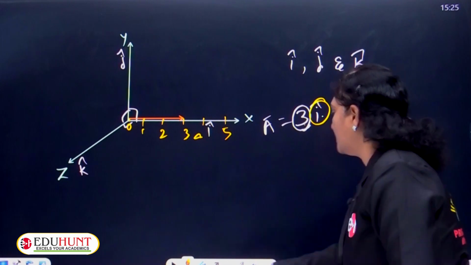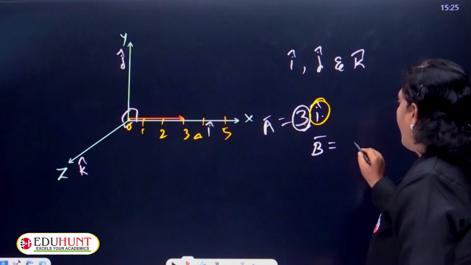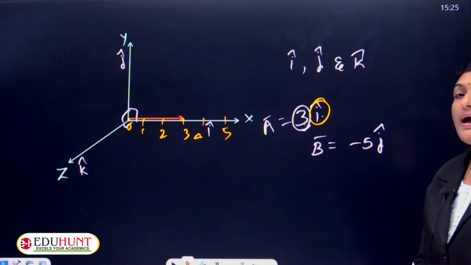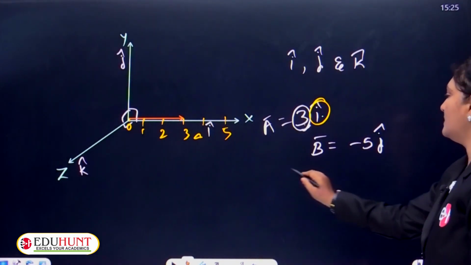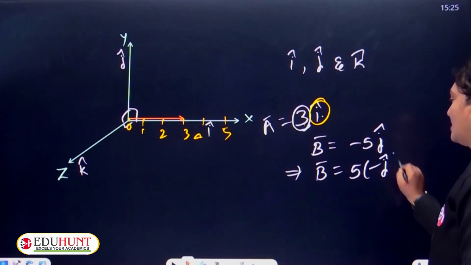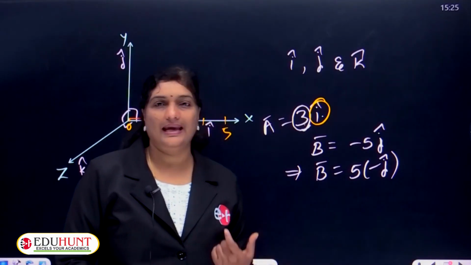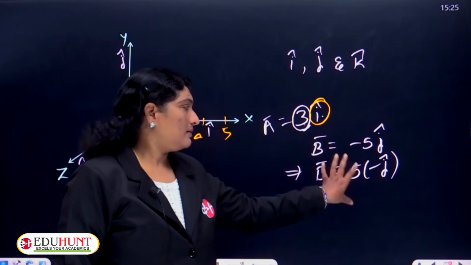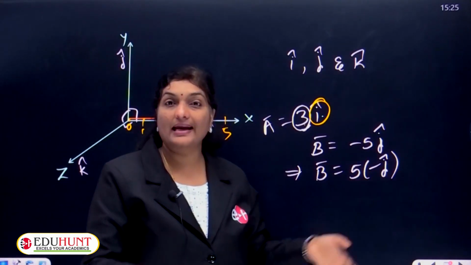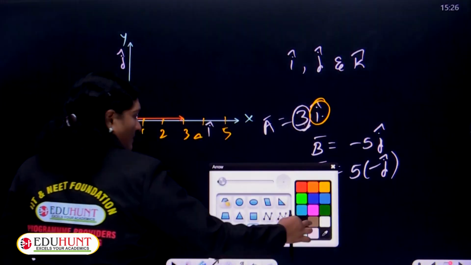Same thing, suppose we are given one more vector, say B bar, which is equal to minus 5 j cap. How much is that? B bar can be written as 5 times minus j cap. Minus 5 j cap or 5 times minus j cap both indicate the same. So what does it mean? A vector whose magnitude is 5 and which lies on the y-axis, j cap indicates the y-axis, minus j cap indicates the negative y-axis. So something like this.